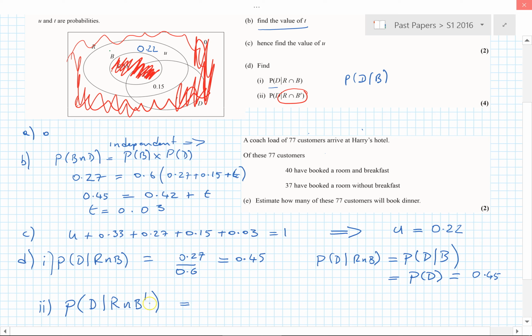Well, again, the whole of this set is these two added together. That's 0.37. Now that's not the whole of this set, and then we've got the probability that D happens within that. Again, remember D, I've scrubbed it out, is this bit here, so it's the 0.15. So that's 15 over 37. Okay, so that's that question done.